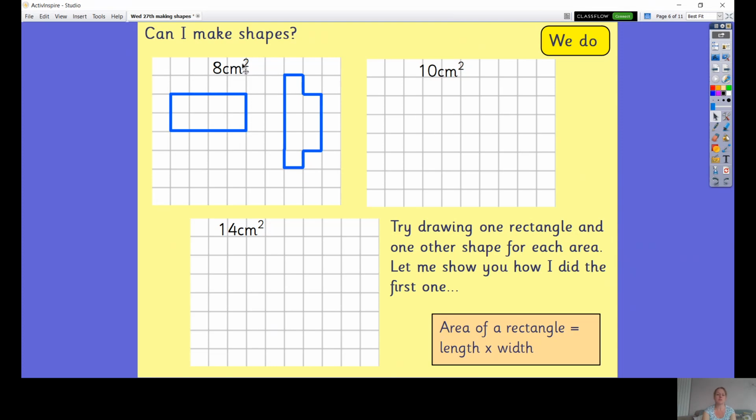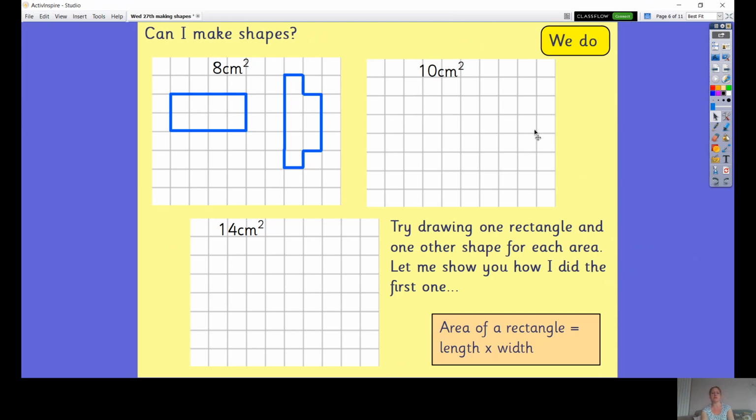When you've done, well, this one I've already done 2 for you, so do 4 in total for 8, and then see if you can do 4 for 10 and 4 for 14, or more if you want to. So pause here and draw some shapes with areas of the numbers that are given here. Off you go.